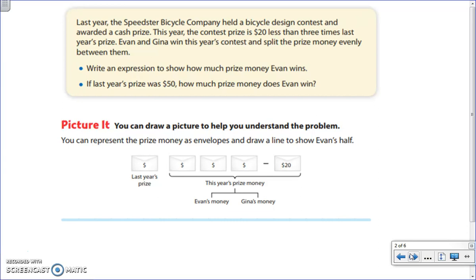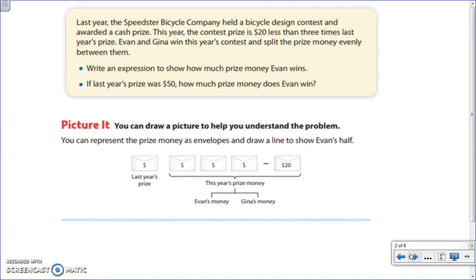Okay, so we need to be careful about this problem because when I first read this, I didn't really catch this. It looks like they've won a prize and they're going to get some money, but because they both won the prize, they have to split the money evenly. That's really important because when it asks us to write an expression to show how much money Evan wins, we're not talking about Gina's half. We're only talking about the half that Evan wins. So that's going to be super important.